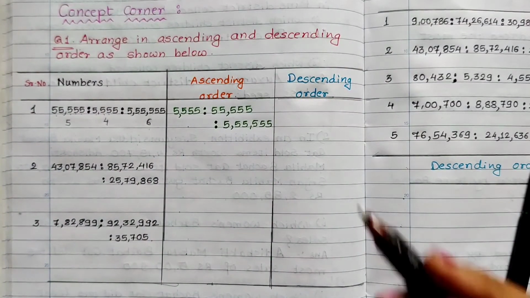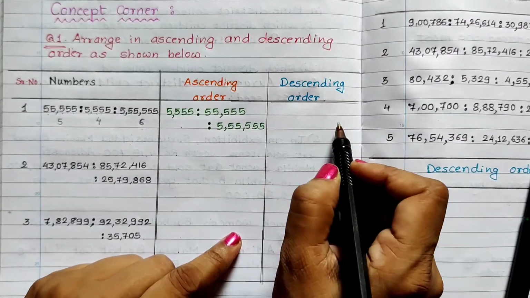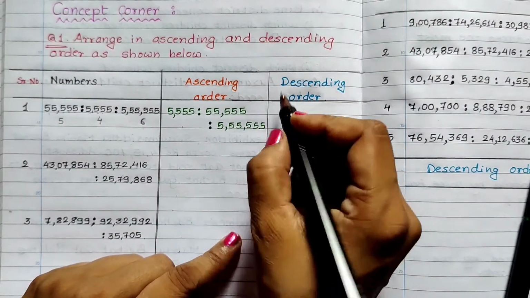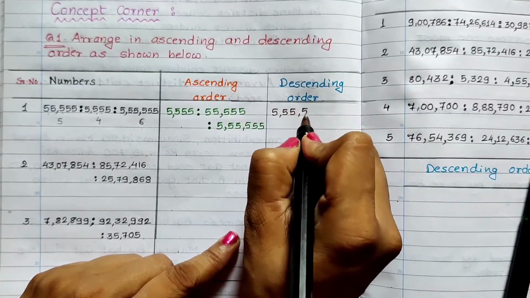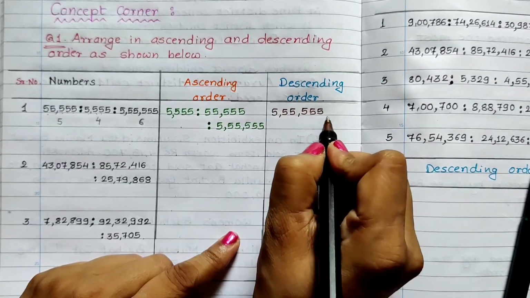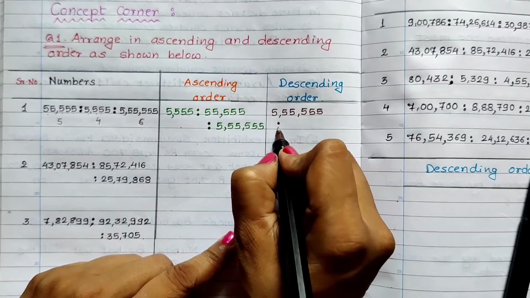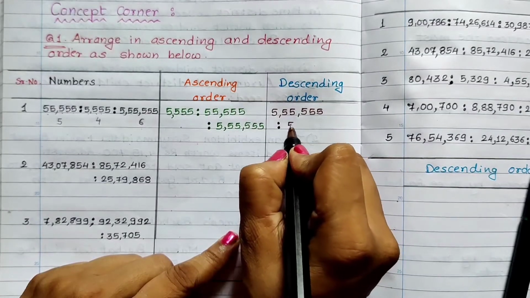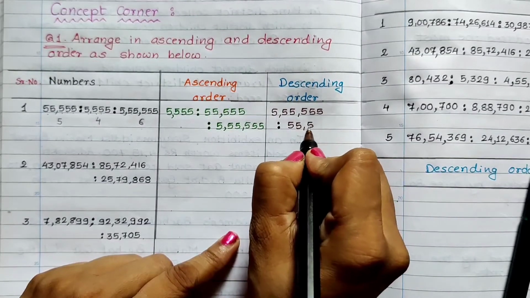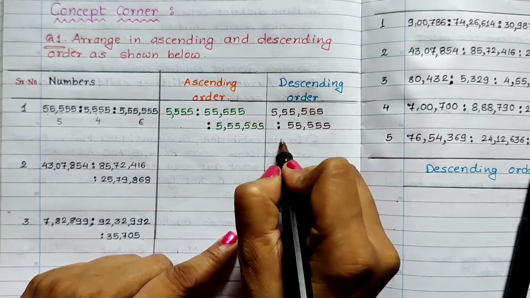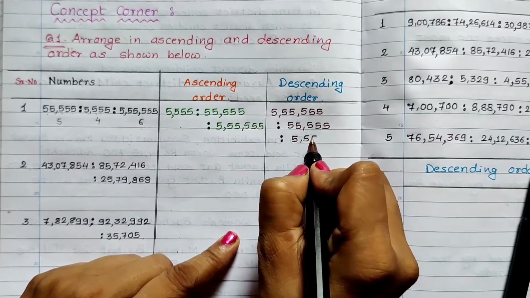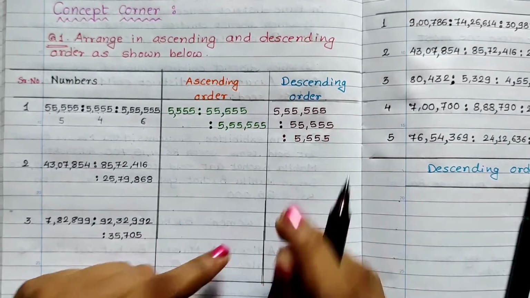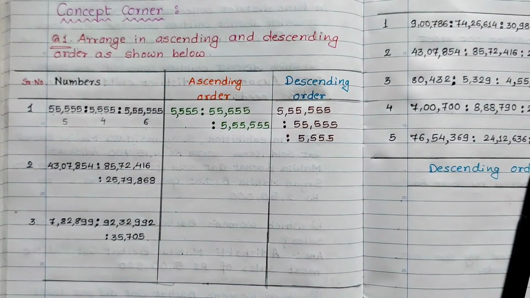Now let us start with the biggest and then go to the smaller. The biggest we have to write first, that is 5,55,555. Then we write the middle number, 55,555, and then we write the smallest, 5,555. In this way, one below the other, we can also write the numbers. Now let us go to the next number.